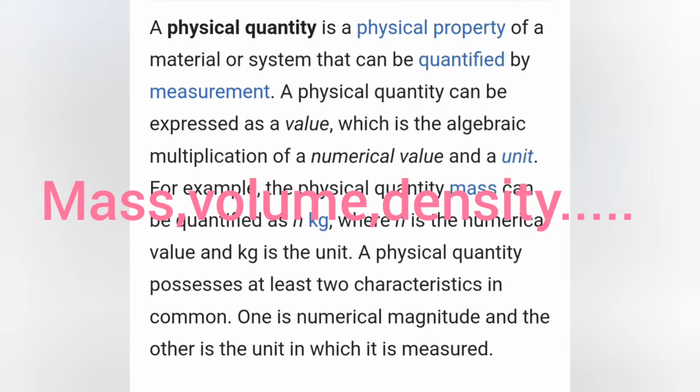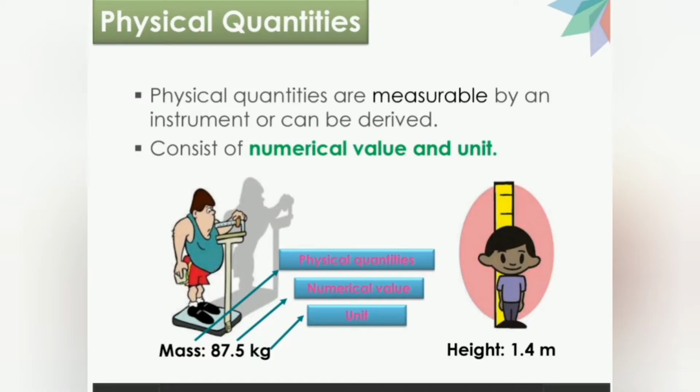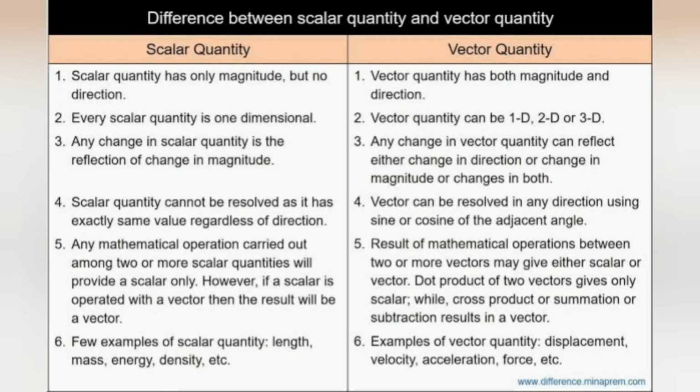So physical quantity can be of different types. We can measure different things like height, time, length, mass, weight. Those are physical quantities. Physical quantities can be of two types, that is scalar and vector.